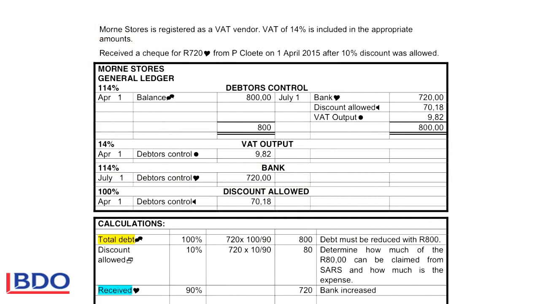Good morning. We will pay attention to VAT today when we receive a check after discount was allowed. It is very important to determine whether the amount given is the total debt or the amount received. If we look at this exercise, they say receive a check for 720 and we already allowed 10% discount. So that means the 720 that we received was only 90% of the total debt.